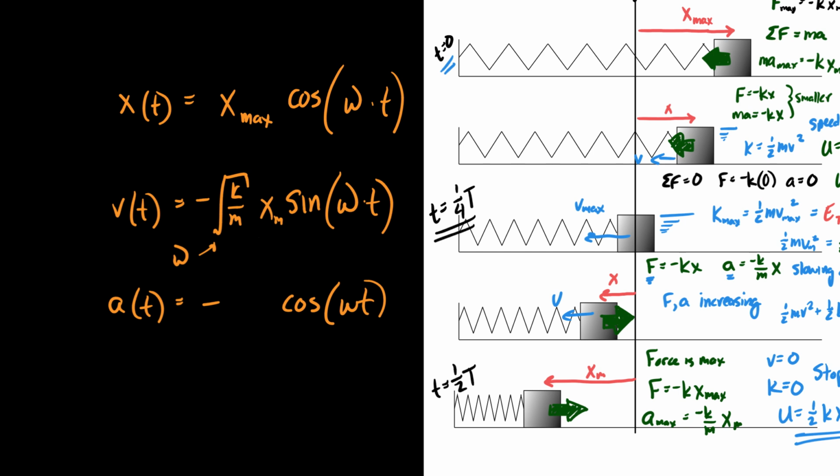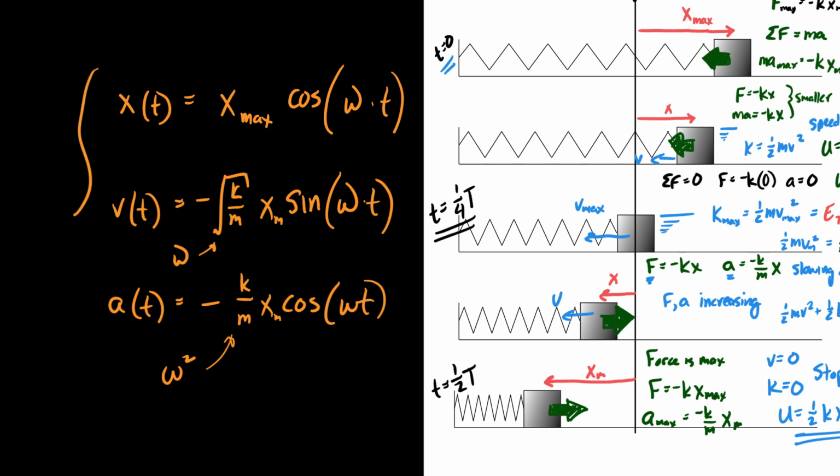Now we could write A max here, but we know what A max is. What is A max? For the spring mass, it's K over M times X max, or omega squared times X max. Either one of those is fine. One is generic, applies to all oscillators. One is specific to this oscillator.